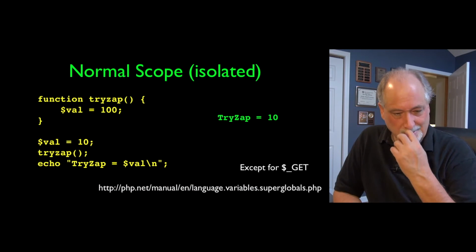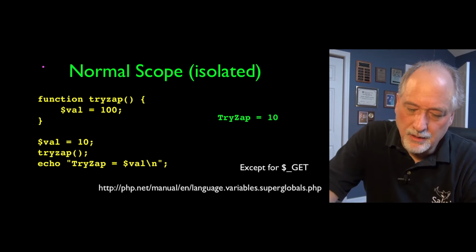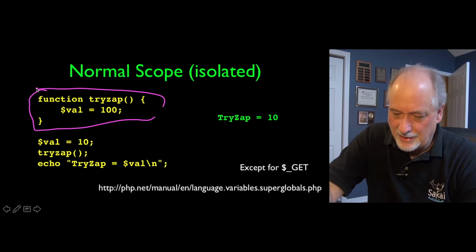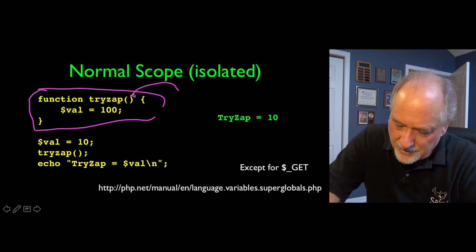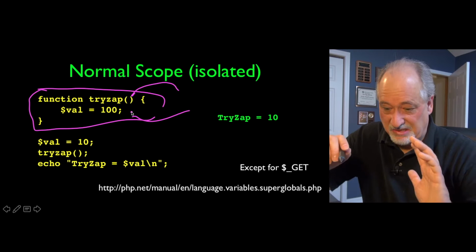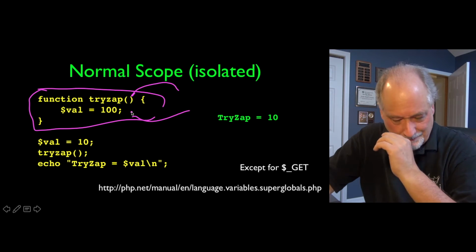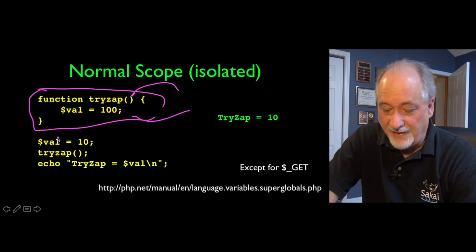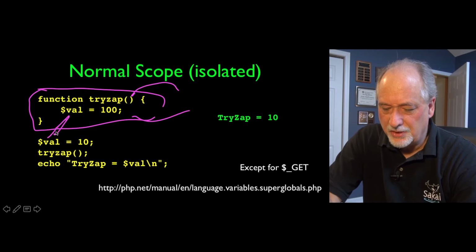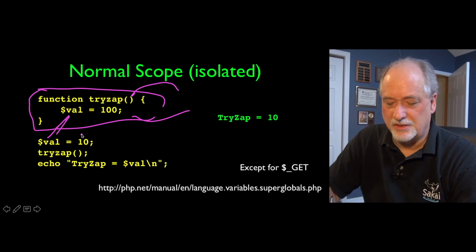The normal scope is that there's this isolation, and you can pass stuff in and get it out by a return, and what happens in here is just hidden. It's isolated. And in this case, because I've got val outside and val inside, it seems as though they're a match, but they're not the same thing because they don't cross this boundary.